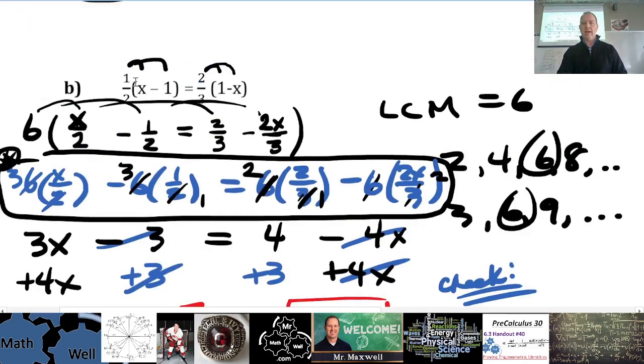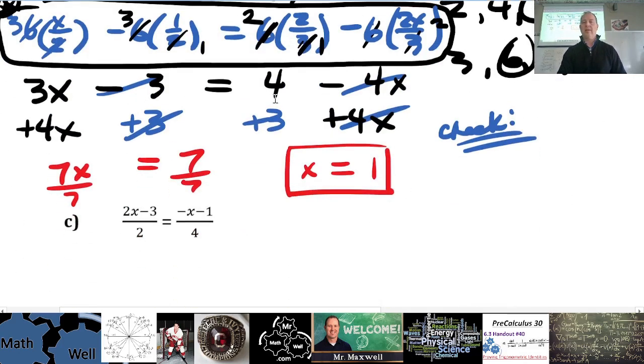And you can check that by putting 1 in for x and seeing if the left side equals the right side, which I will leave you to do the check on your own.